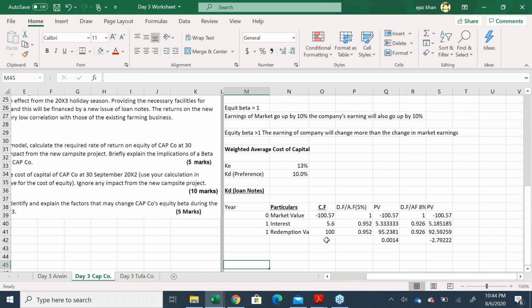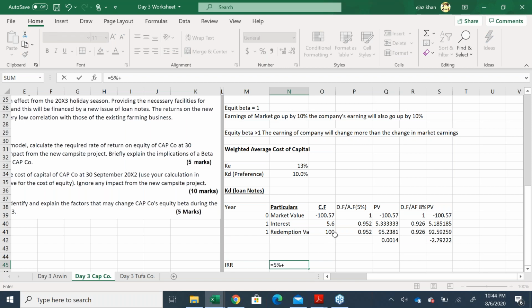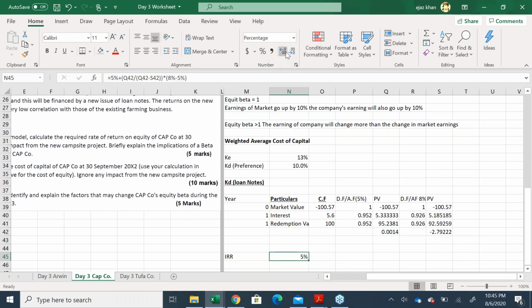Now let's calculate the IRR. For IRR, we need a lower rate, which is 5%, plus the positive NPV divided by the positive and the negative NPV, into higher rate minus lower rate. So it will be approximately 5%. Like you can see, we just got 5% because it was almost equal to 0. So just for you people, I calculated it in a proper way. Otherwise, I could have just used this 5% as my cost of debt. So that's the cost of debt of preference shares.